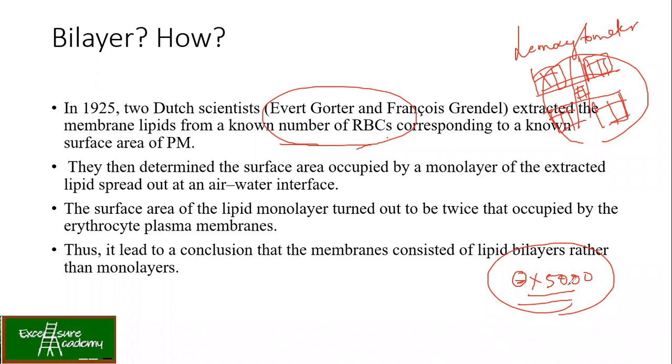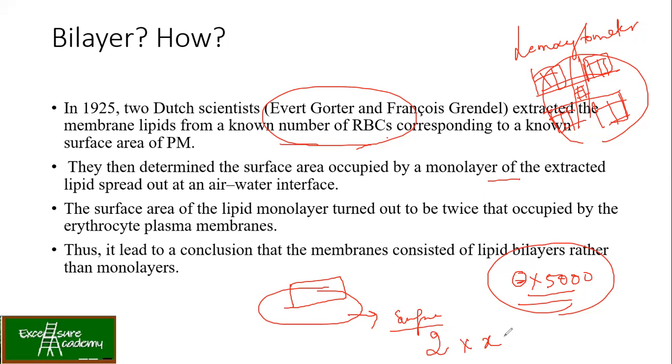Okay. What they did was extract the lipids as a monolayer. So the RBC is like this, and they extracted this and then studied it. What they found was that every time they did the experiment, they got twice the reading. If I say that one RBC should correspond to this much surface area, but fortunately or unfortunately, these people were getting twice the number.